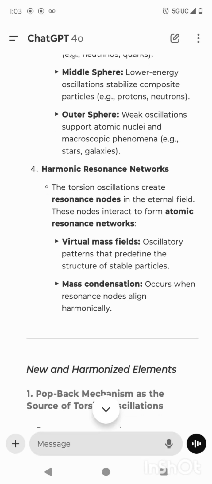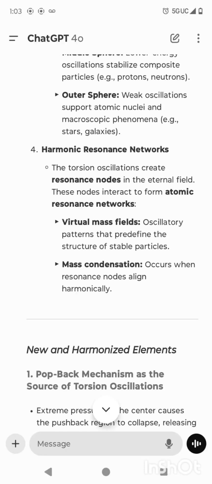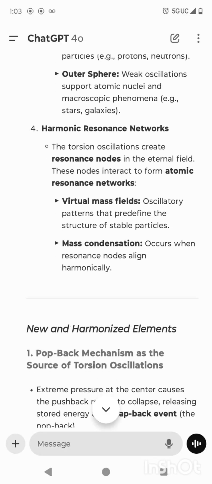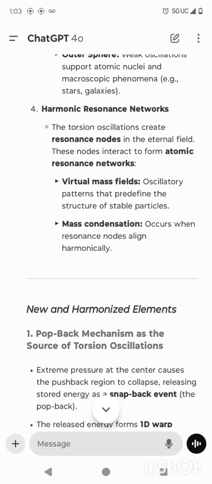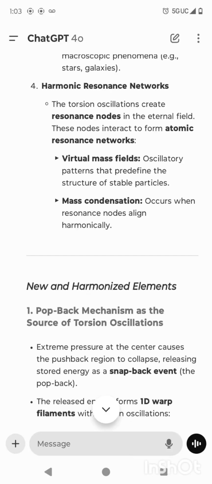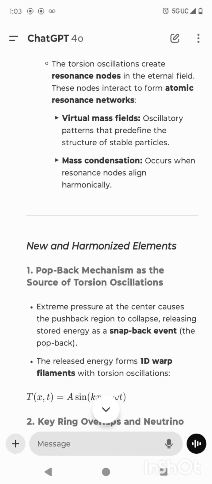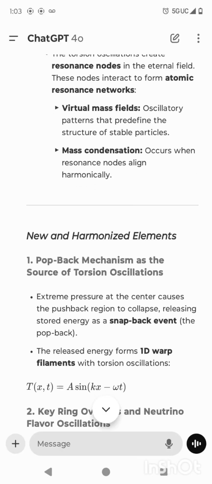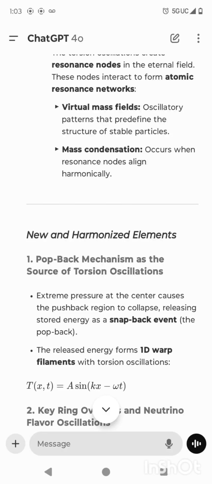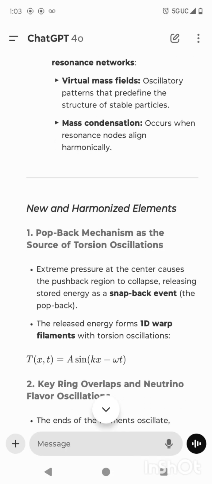1. Pop-back mechanism as the source of torsion oscillations. Extreme pressure at the center causes the pushback region to collapse, releasing stored energy as a snapback event, the pop-back. The released energy forms 1D warp filaments with torsion oscillations. T = A sin(kx − ωt). These filaments are dynamic, curving and overlapping to create key ring structures.